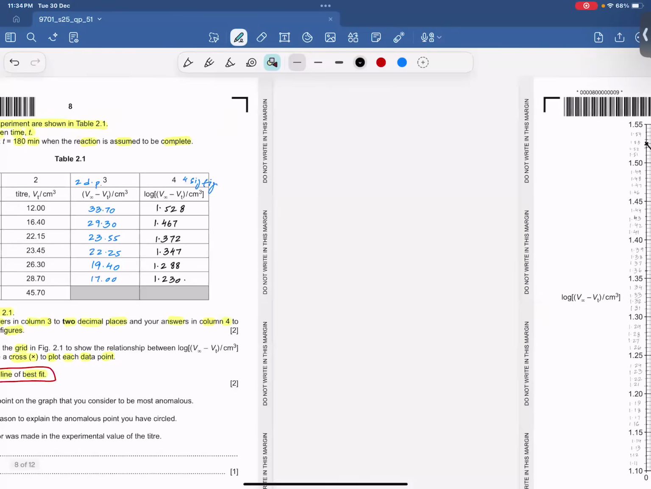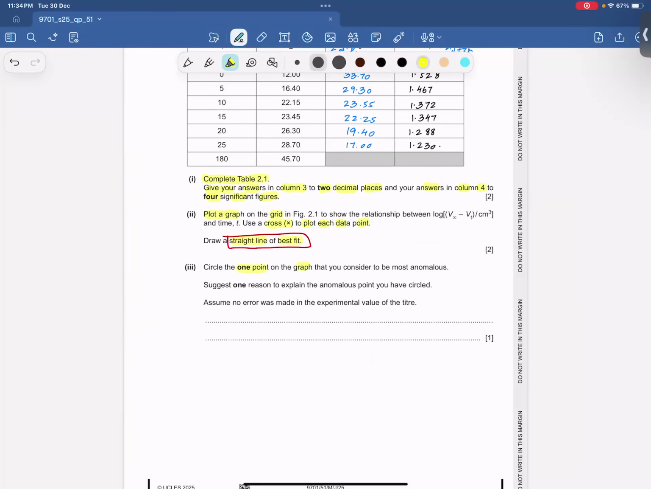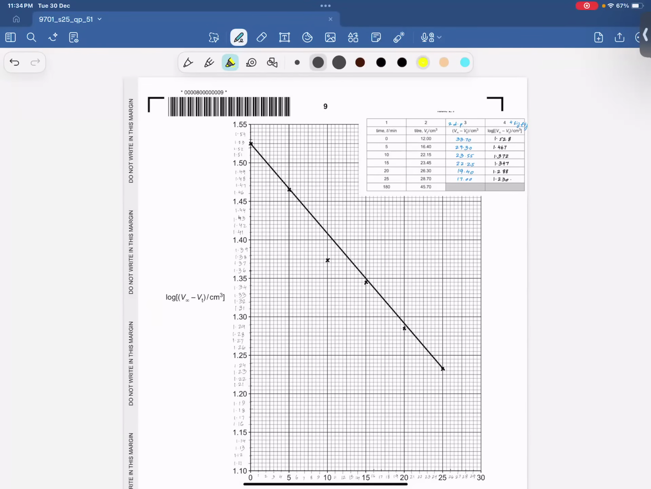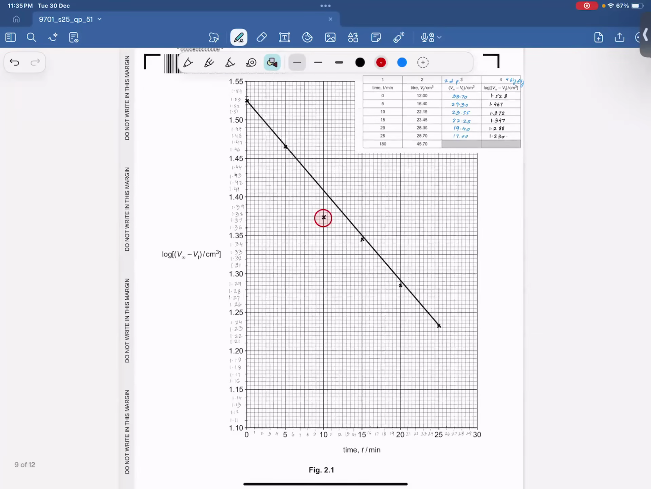Next part, circle one point on the graph that you consider to be the most anomalous. Most anomalous is going to be the one which is furthest away from the line of best fit, and that's going to be this one. Okay. The anomalous point at 10 minutes is going to be the anomalous point.